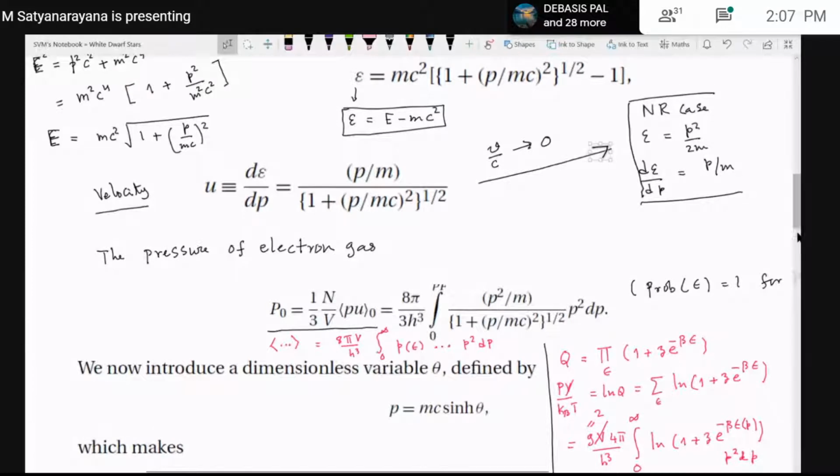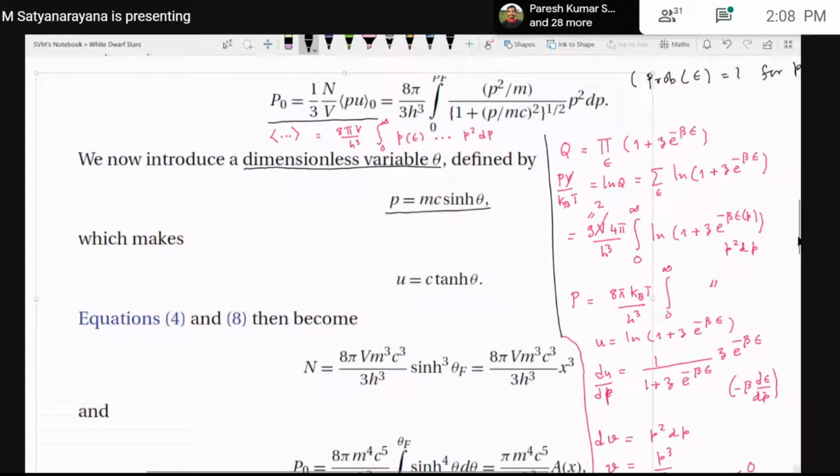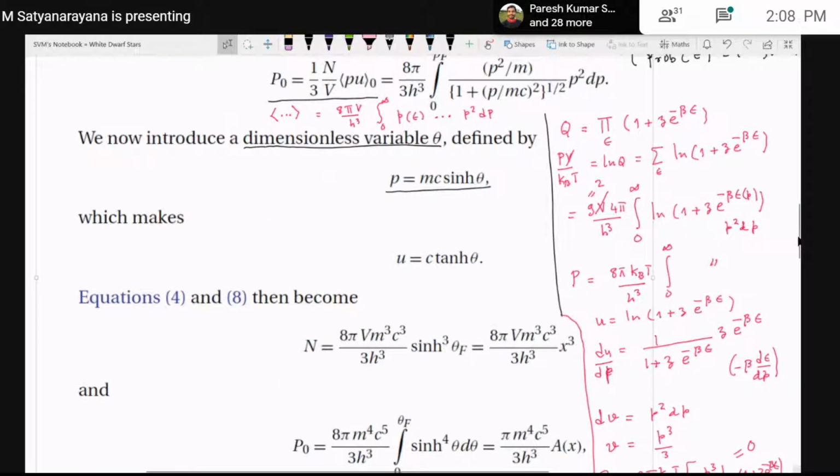Now to solve this one, you make a change of variable. Now we introduce a dimensionless variable theta, such that p is written as mc sinh theta. Now you know that Fermi momentum is of the order of mc, so it is taken as this, which makes u equal to c tanh theta. And now you substitute these two equations, and then you can show that this n will become this quantity.